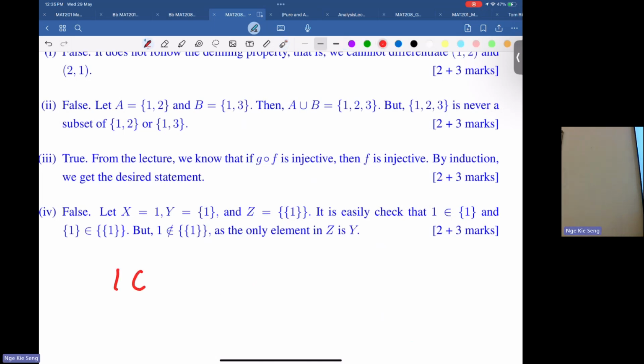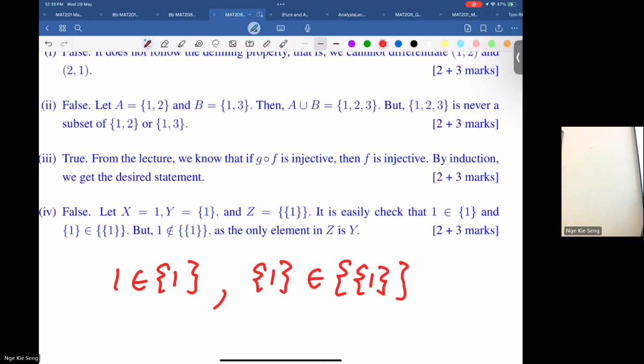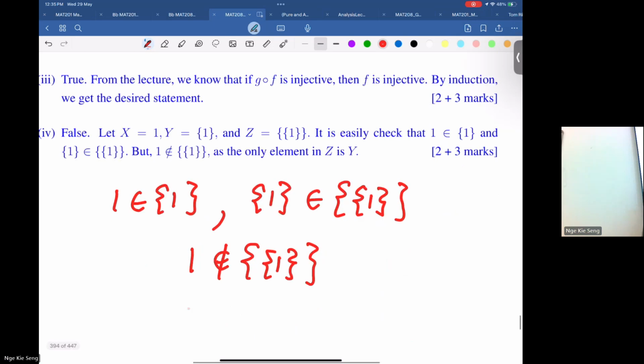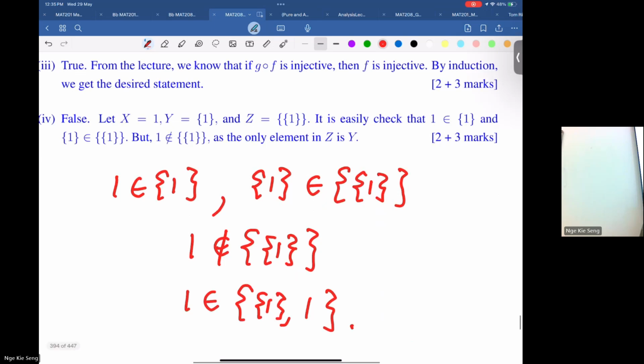So 1 is in the set {1}, right? There's an element there. The set {1} is an element in the set of sets. But 1 is not in the set {1}... wait, makes sense or not? 1 could be in the set {1, {1}}. Yeah. Okay or not?